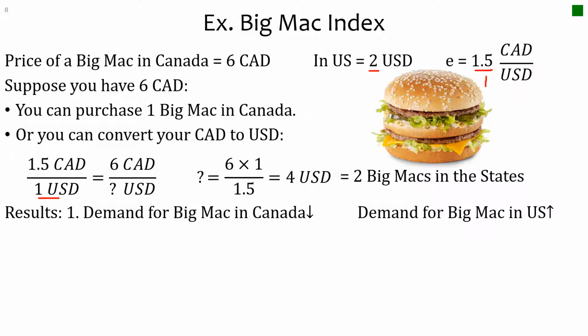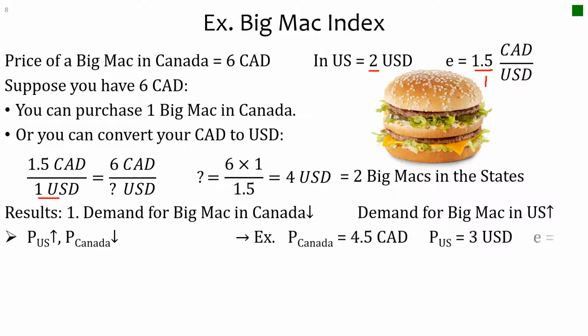What's the result? The result is that demand for Big Mac in Canada is going to decrease and the demand for Big Mac in the States is going to increase because relatively it's cheaper in the States. So if the demand in the States goes up, the price of Big Mac in the States will go up. The price of Big Mac in Canada is going to go down because there's less demand.